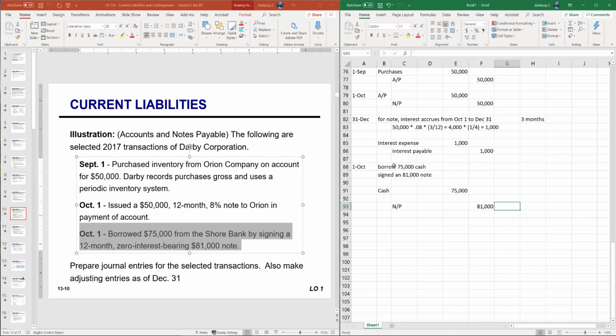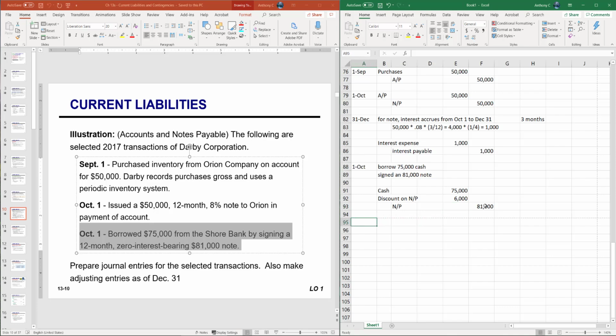Another way to think about this: always record your note at face value. Face value here is $81,000. Finish this journal entry. Remember, debits must equal credits. The difference between the issue price of $75,000 and the face value of $81,000 is your discount or premium. In this case, since the issue price is less than the face value, we have a discount. So we'll debit discount on notes payable for the difference of $6,000.